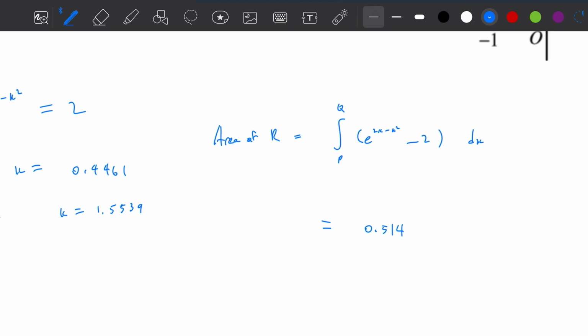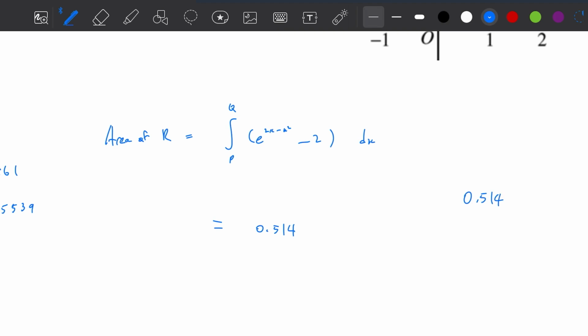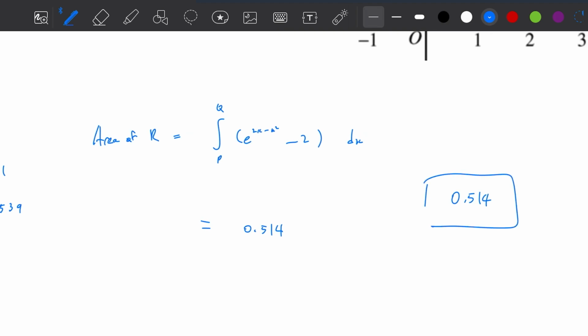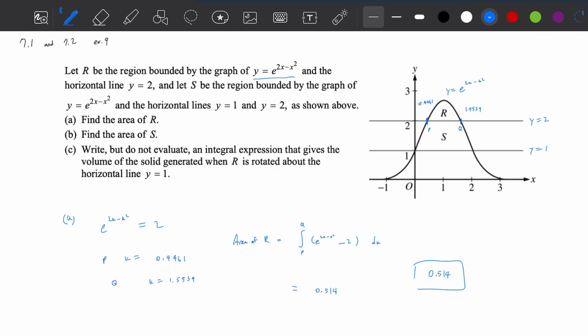0.514. So our final answer would be 0.514 for the area of R. Now moving on to part B. Part B asks us to find the area of S.